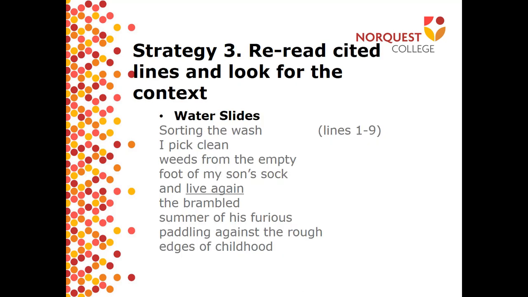Strategy 3 is to reread cited lines and look for the context. So you were given lines 1 through 9 in question 1, and line 1, sorting the wash. And when you read through the whole thing, you get a sense of what the question might ask. So I'm just going to go ahead and take a look at question 1 again so that you have an understanding of it, and then we'll come back.